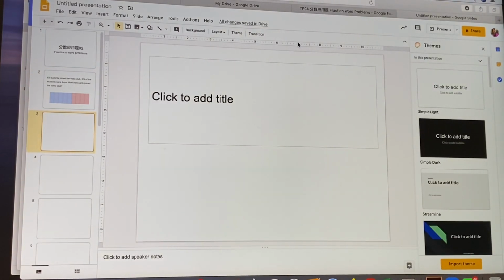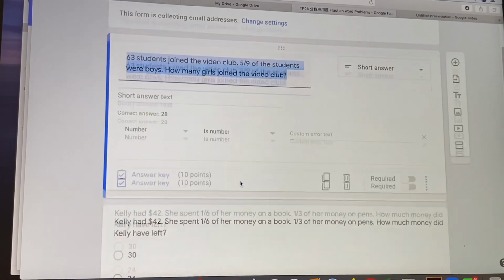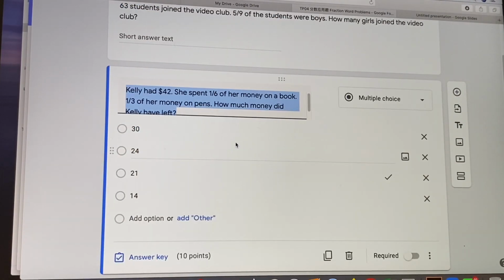The second, so we figure out how many girls. 28 girls. So the answer is 28. We are right.